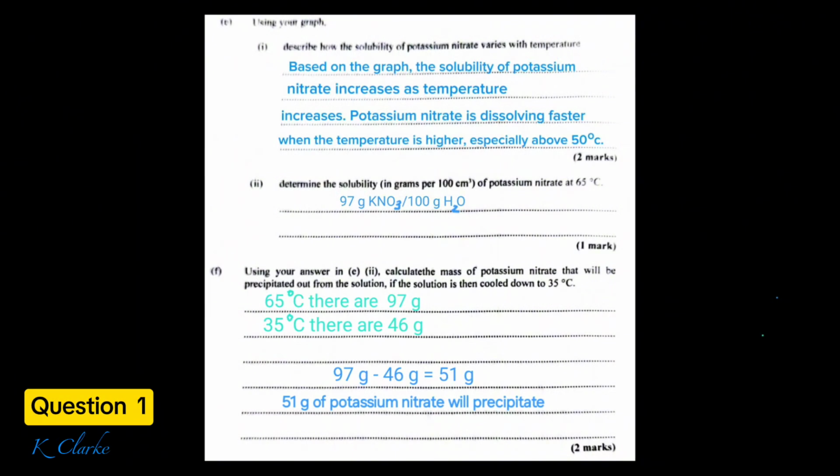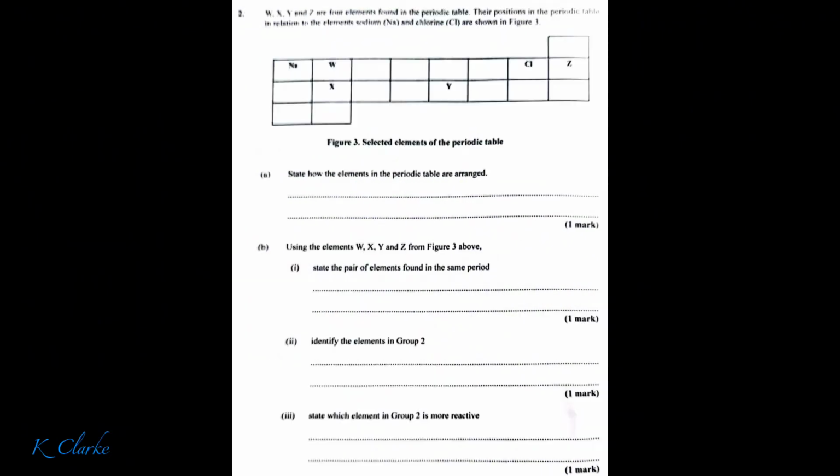After finding the mass at 35 degrees Celsius, you are now going to subtract that mass from the mass obtained at 65 degrees Celsius. Therefore, 97 grams minus 46 grams equals 51 grams.